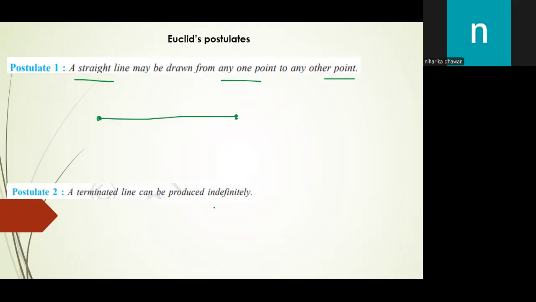A terminated line can be produced indefinitely. Terminated line, for example, this is a terminated line. Terminated line means it has an ending. Here it is ending. This line is ending at these 2 points. It can be produced indefinitely. We can produce this line further also, this terminated line further also.